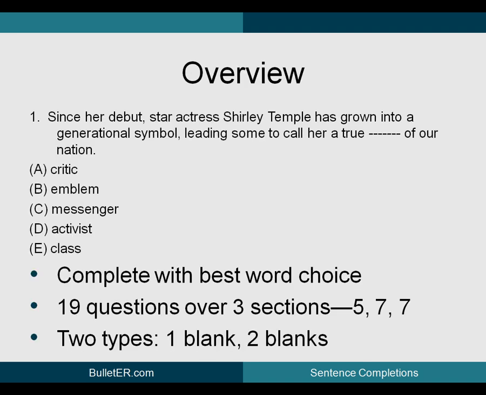Alright. This is what a sentence completion question type looks like. You're given a sentence and asked to fill in the blank with the best word choice. There are 19 of these over 3 sections, and that's usually divided into blocks of 5, 7, and 7 questions. There are 2 main types of sentence completions, those with 1 blank and those with 2 blanks, and we'll take a look at both of those in just a minute.